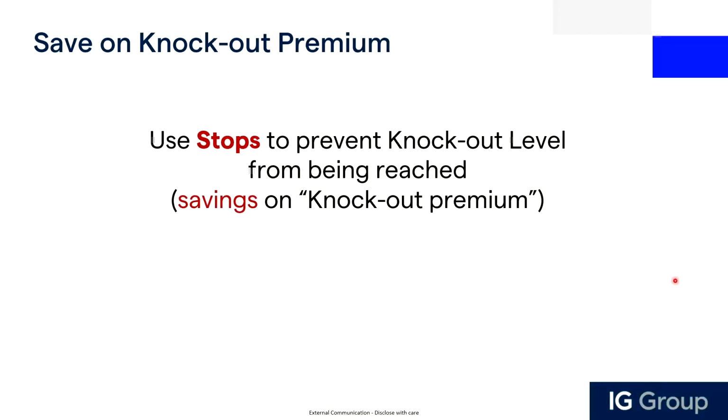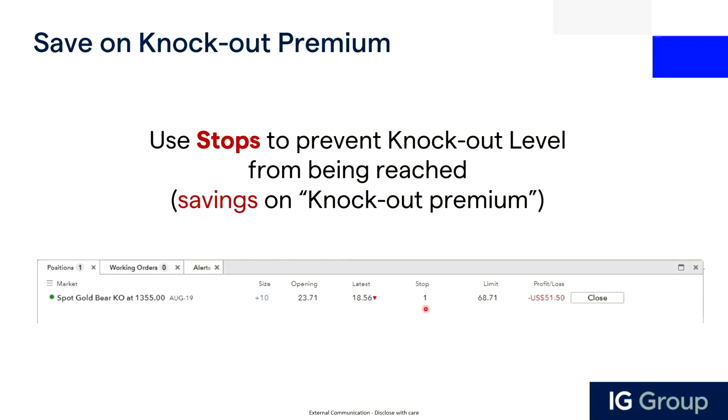Okay, so again, one quick tip is that what we noticed was that this knockout product is actually a very popular product in our IG Japan office. So what we noticed was that the clients are actually very smart. So when they enter a knockout trade, what they did was put the normal stop loss 1 point away from being knocked out.